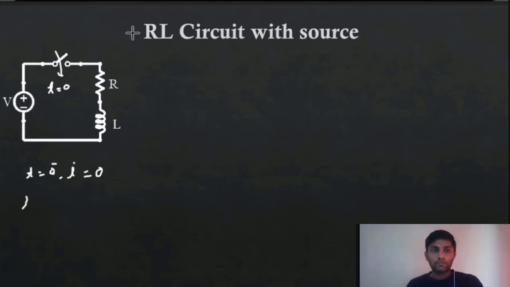So as we started in the previous lecture, you can easily tell me the initial conditions of this circuit. At t equal to 0 minus the current is 0, and at t equal to 0 plus the current was again 0, as an inductor has the property that it doesn't allow a sudden change in current across it.